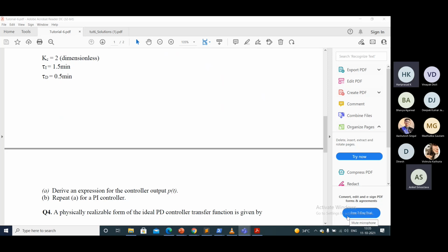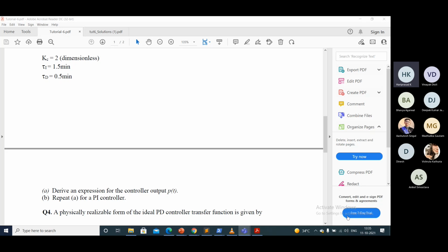Again, just to say, you're given the characteristics of the controller and some initial conditions, how things are going to get started, and the current setting is given, and you have been asked to find out the controller expression in P of t.